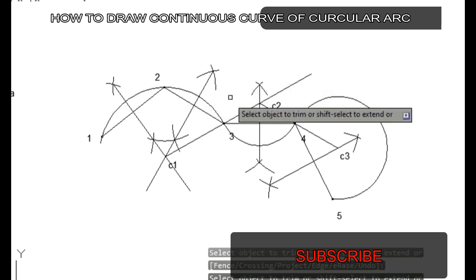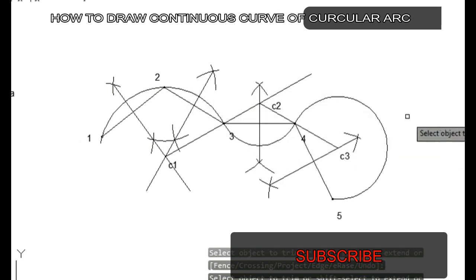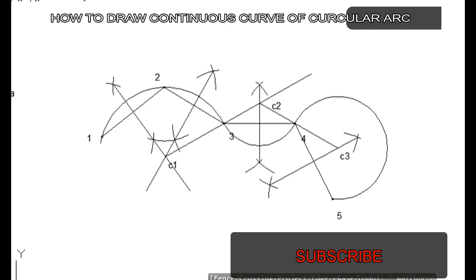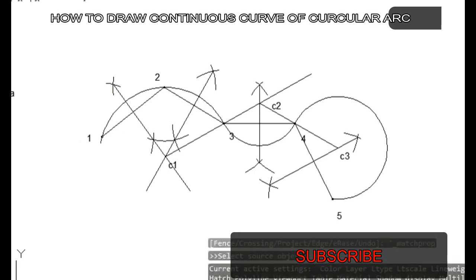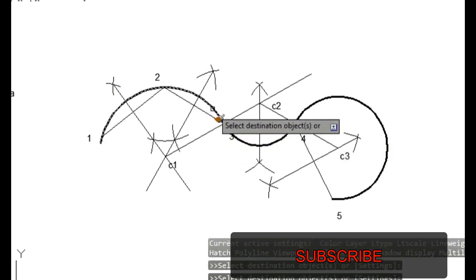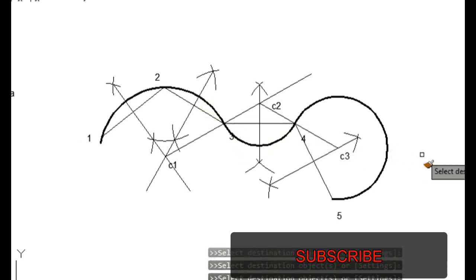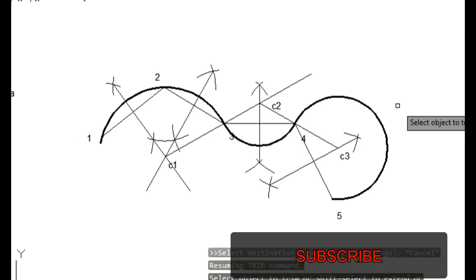We have to dip this curve as this is our main object. Now here this is completed.